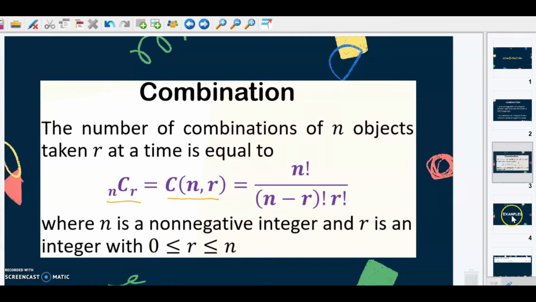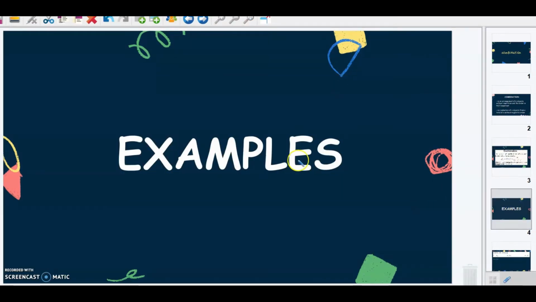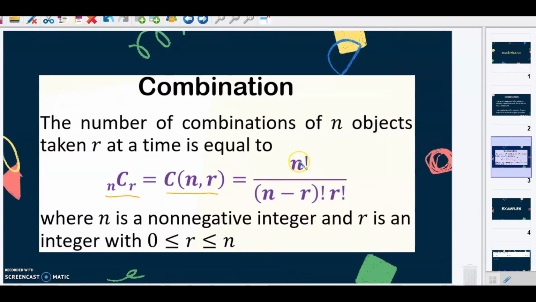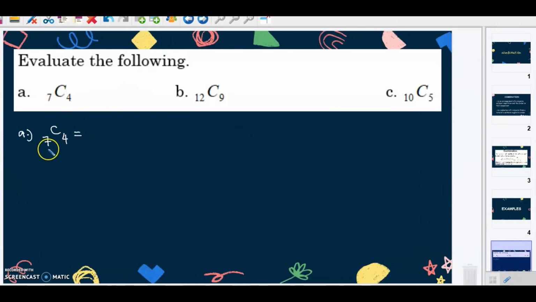Let's have now the different examples about combination. So let us now solve some problems about combination. Let's start with the first one. We are given the combination of 7 taken 4. So for us to evaluate this, we're going to use the formula for the combination, which is n factorial over the quantity n minus r factorial, r factorial. So in this case, our n is 7, our r is equal to 4.